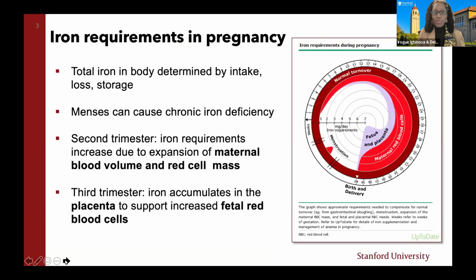So just starting off, iron requirements in pregnancy. This wheel shows the total iron in the body determined by intake, loss, and storage. This diagram shows that the iron needs increase as pregnancy advances. Things that we know can cause iron deficiency are menses. And in terms of pregnancy, iron requirements increase because there's an expansion of maternal red blood volume and red cell mass. And it also increases in our placenta to support the fetal red blood cells.